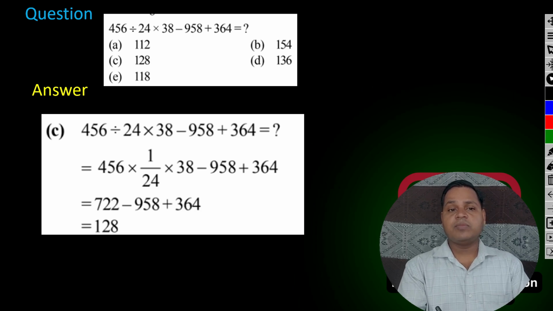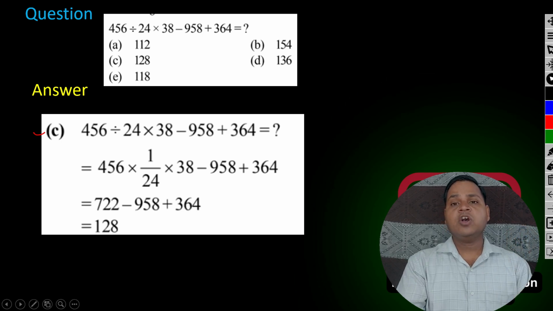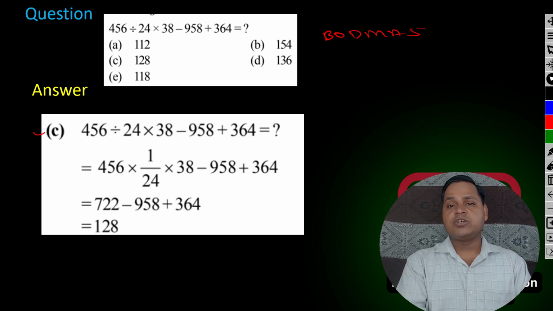Here we see the answer to this question is C, and the explanation: here we use multiple mathematical operations like division, multiplication, subtraction and addition, the four types of mathematical operation. According to the BODMAS rule, first comes division, then multiplication, addition and subtraction. So first we solve the division.